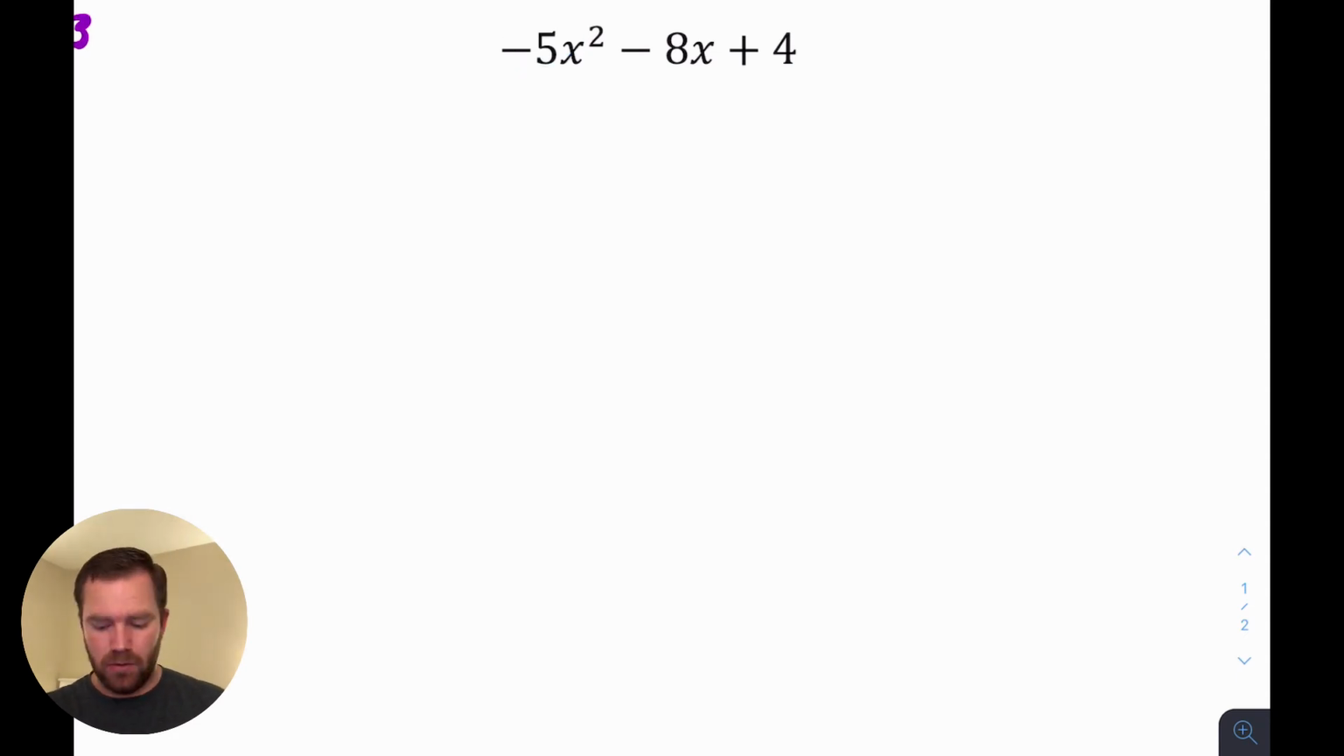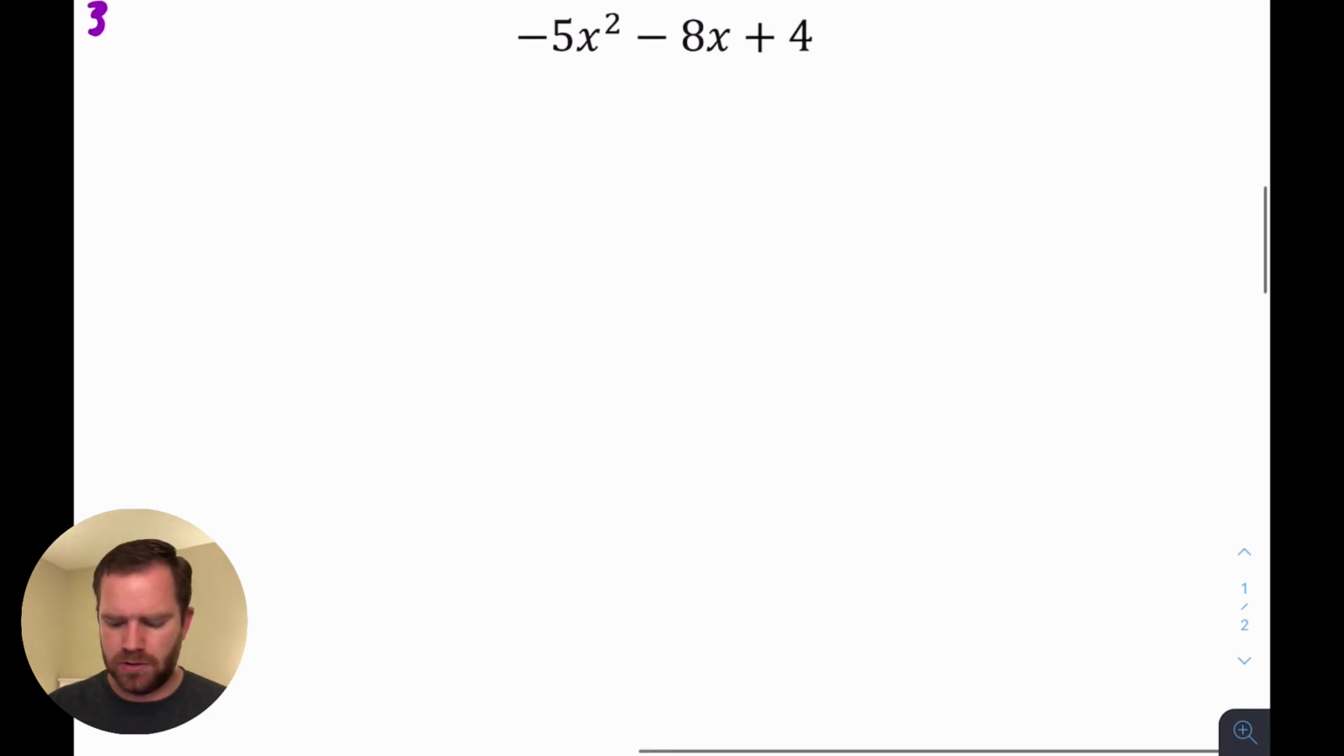But the thing that makes it even more interesting is that the leading coefficient's negative. So this negative leading coefficient actually can cause some problems. So the first thing that we want to do is take out a negative. We're going to treat that negative as if it was a GCF, and we're going to pull it out as a factor. So I'm going to walk through this whole problem.